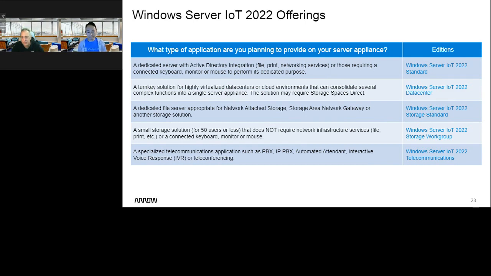So you have your standard edition, your data center edition. And then here in the IoT channel, you also have access to the storage standard edition, the storage workgroup edition, as well as a telecommunications version, which is strictly for PBXs and automated telephone voice response type systems. So not a lot of OEMs in that space, but if you are, do know there's a special version of server that you can procure, but as well as a NAS appliance and then regular server and data center.